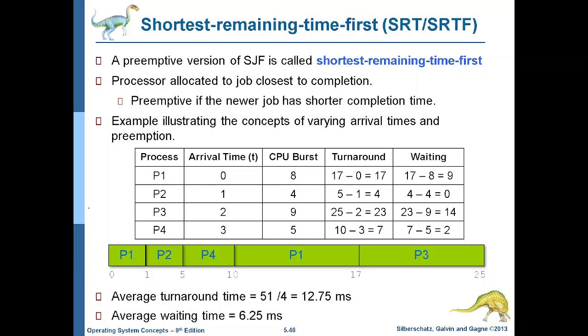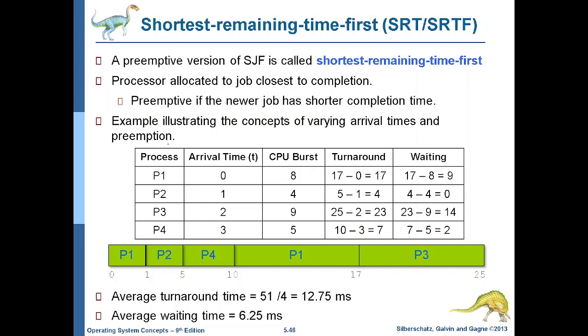I'm going to present the next scheduling algorithm, which is SRT or SRTF. It is shortest remaining time first. It is a preemptive version of shortest job first, and it is called shortest remaining time first. So the processor will be allocated to the job that is closest to completion, or the job that has the smallest CPU burst time. Okay, so it is preemptive if the newer job has a shorter completion time.